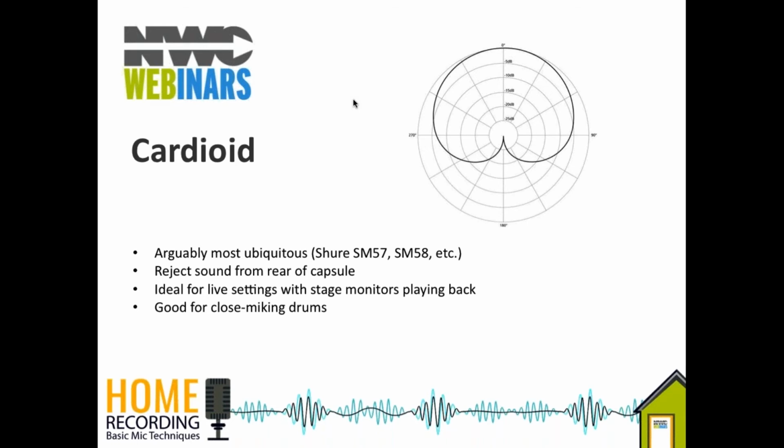Bingo. And like we mentioned here, it's good for close miking drums. Is that like across the whole kit, or yeah, if you were going to use some cardioid mics for your kit, where would it typically be placed?